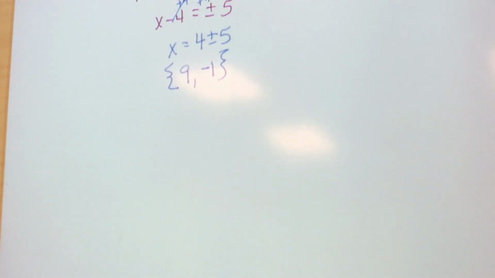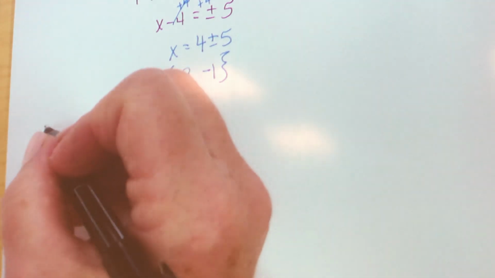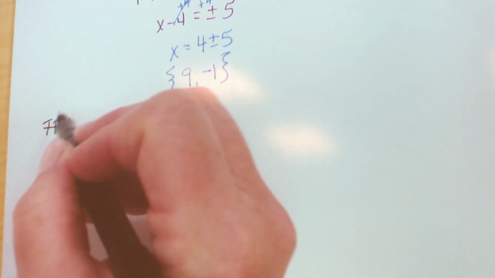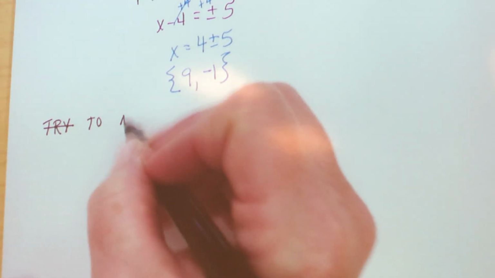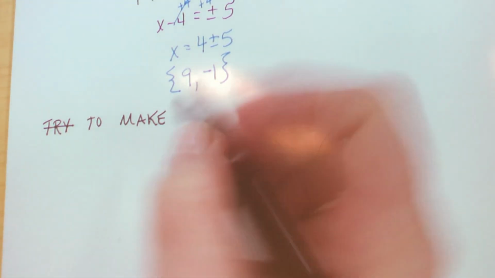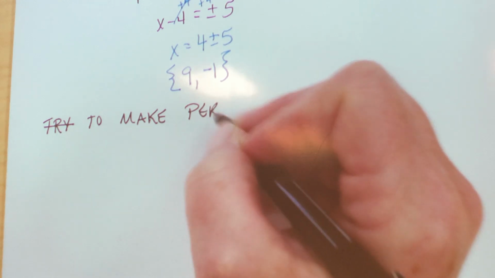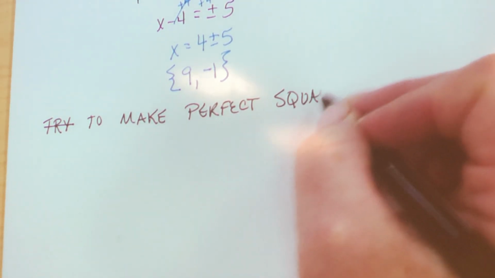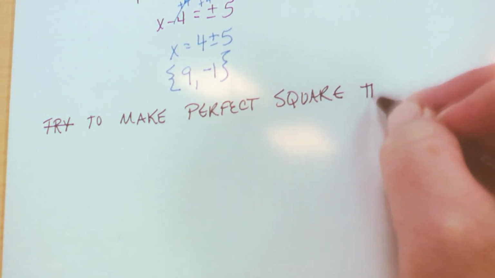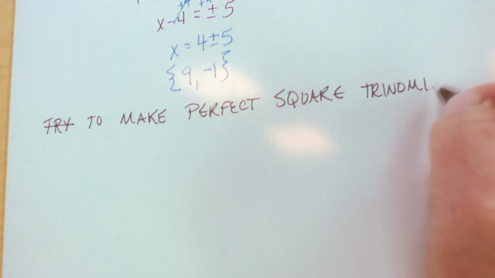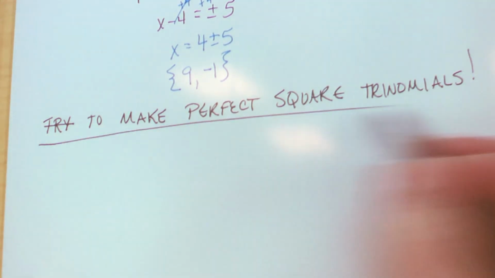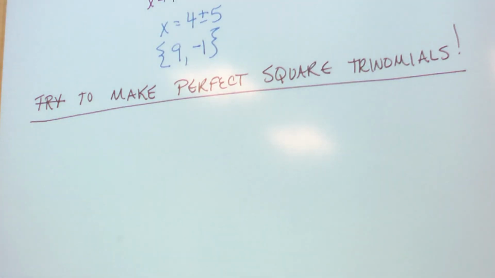Okay? So here's the first skill that we have to learn. We are going to make perfect square trinomials, because if you can't make these, then you can't complete the square, all right?